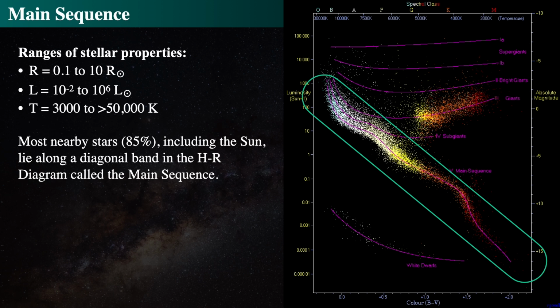to about 10 times the radius of the sun. And basically, the small ones are at the lower left, and the big ones are at the upper right. The coolest ones are at the lower right, and the hottest ones are in the upper left. And luminosity ranges from dim, not so luminous, at the lower right, to very luminous at the upper left.